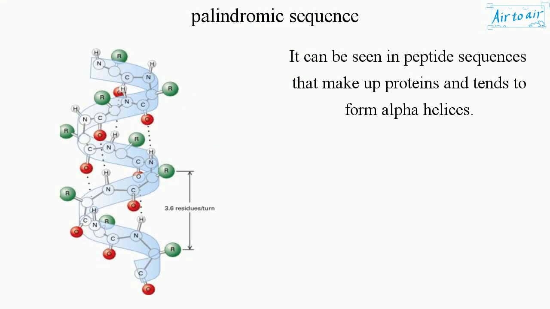It can be seen in peptide sequences that make up proteins and tends to form alpha helices.